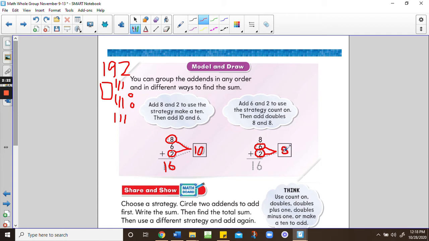And now we turn it into a doubles fact. 8 plus the 8 we haven't used yet. 8 plus 8 is 16. We added the same addends and we got the same answer, but the two numbers that we added were different. So let me show you some more examples.